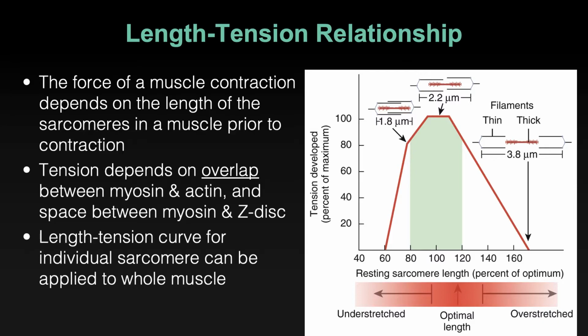In the middle of the range, you generate the maximum force possible. You can lift the most weight possible because your sarcomeres have their optimal overlap in the middle of the range of motion.